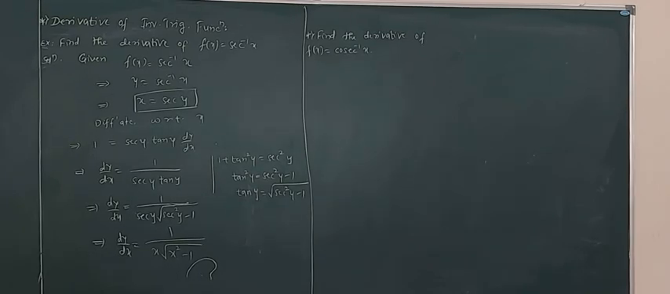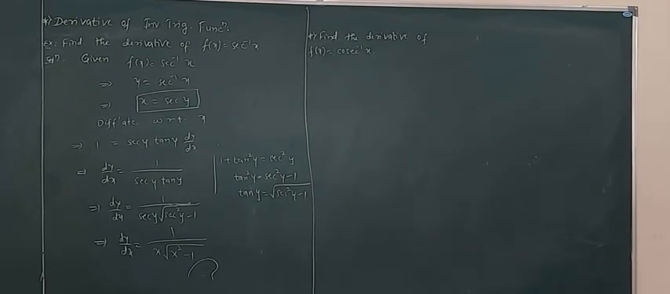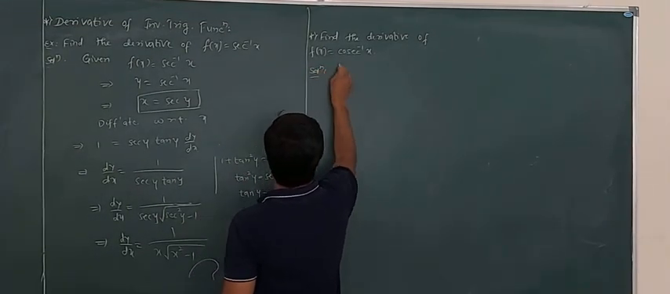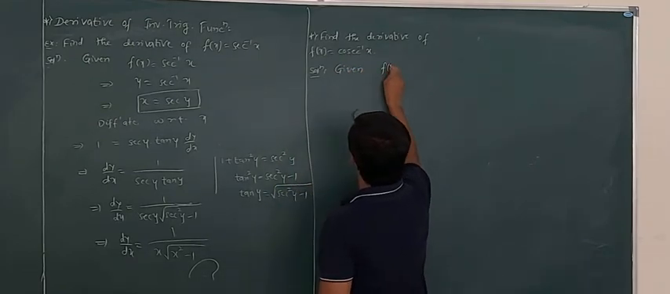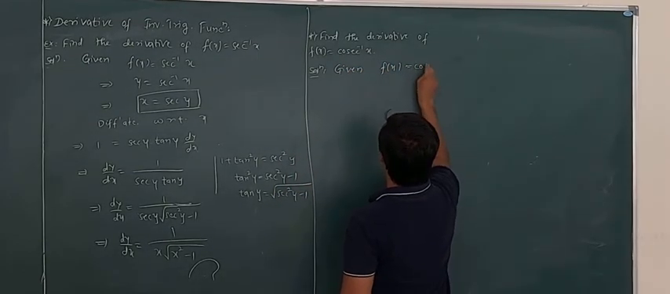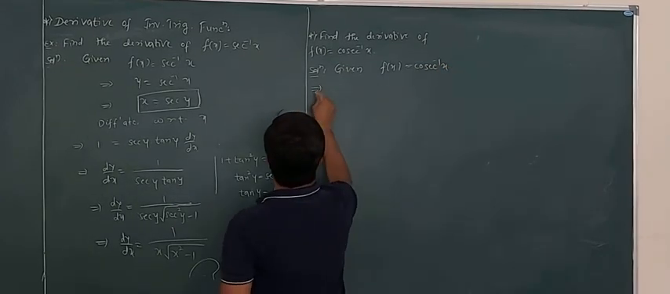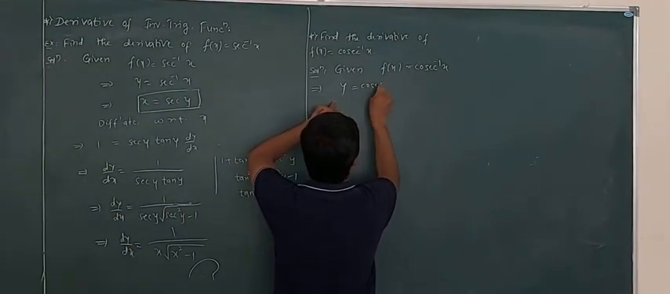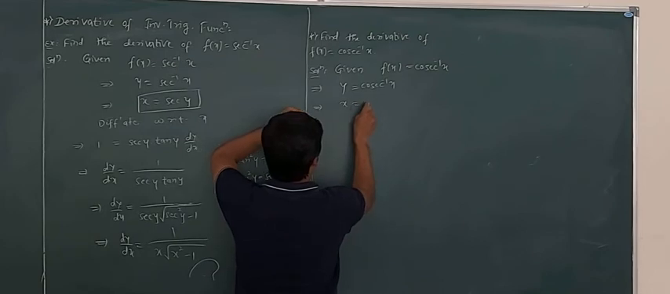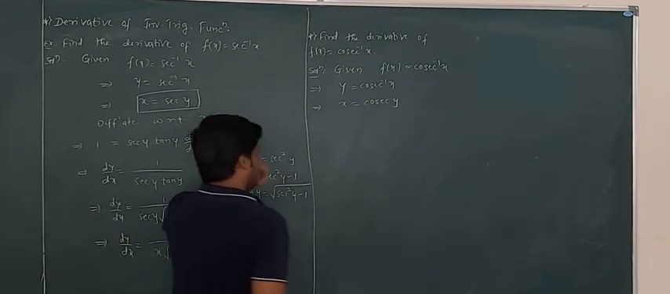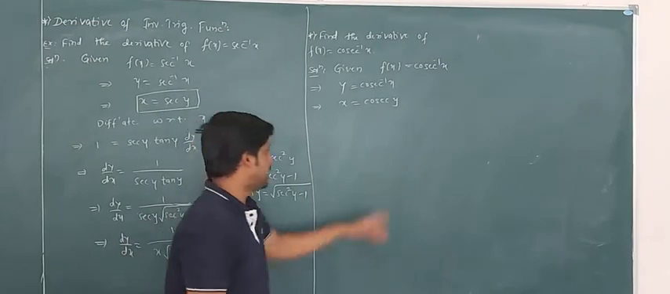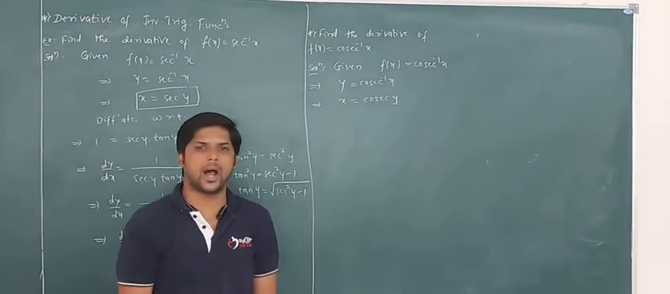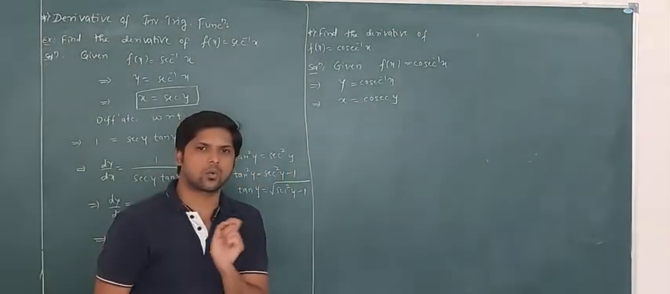Here the last inverse function is cosec inverse x. Find the derivative of f of x equal to cosec inverse x. The solution of this example: f of x is equal to cosec inverse x, and we know that f of x equal to y. So therefore y equal to cosec inverse x, or x equal to cosec y. Differentiation of cosec y: the derivative of all the co-functions is negative, so therefore minus cosec y into cot y.